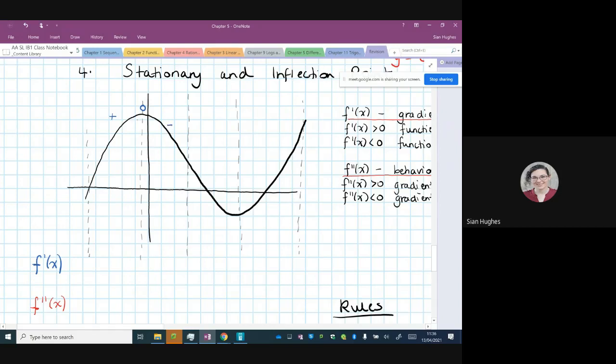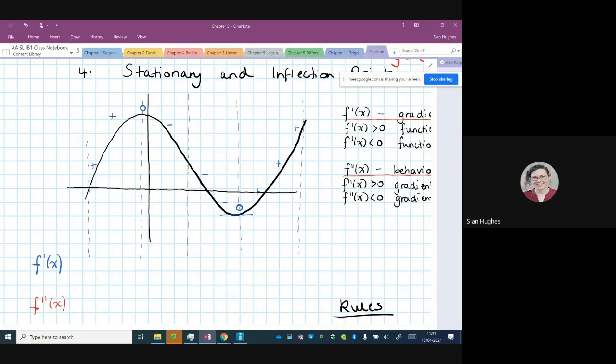Then our function starts to decrease, it's going down, the y values are getting smaller. It keeps doing that all the way until we reach our minimum down here, where again our gradient is 0. So we've got a turning point, a minimum. If we were to draw a tangent, it would be horizontal. And then the function, after it's turned around, starts increasing again. So our gradient is back to being positive.